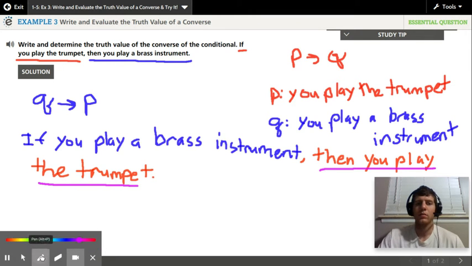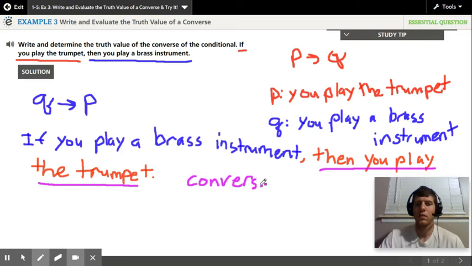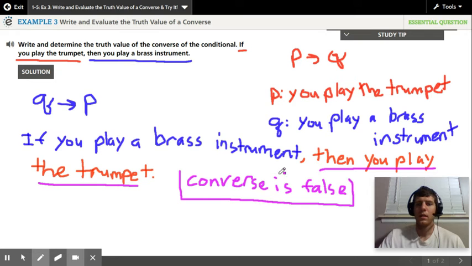So in this case, we would say our converse, that's what we're talking about here, the converse is false. Okay, and that's going to become important when we talk about biconditional statements. For right now, it probably doesn't mean much to you, but it's going to be important in a little bit, a couple examples from now.